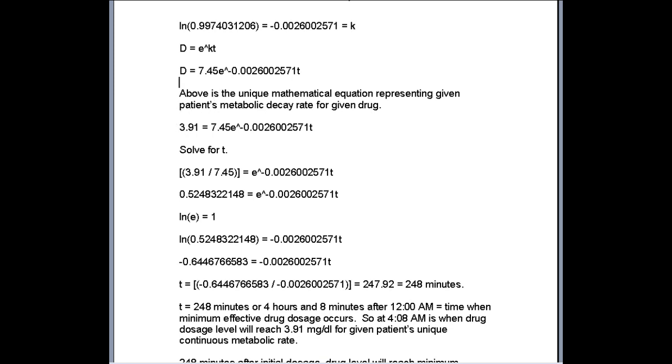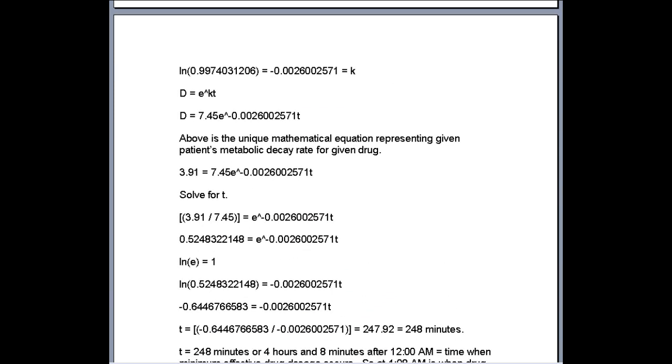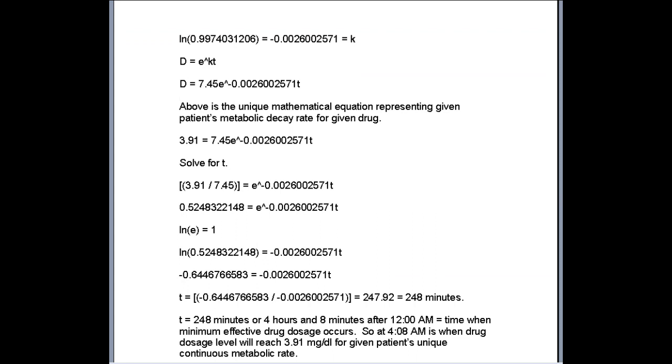And since the dosage level is recorded at 6.13 at 75 minutes, obviously it's somewhere after 75 minutes that it will reach 3.91. So we can't use a finite non-continuous function, a power function. We need to use the exponential modeling of a continuous function, which is tailored from the finite values, but it does equate the rates of change in accordance with the established metabolic mathematical modeling for the given patient.